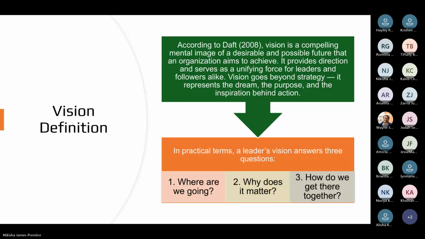Okay. So according to Daft, vision is a compelling mental image of a desirable and possible future that an organization aims to achieve. It provides direction and serves as a unifying force for leaders and followers alike. Vision goes beyond strategy. It represents the dream, the purpose, and the inspiration behind action. So, in practical terms, a leader's vision answers 3 questions. Where are we going? Why does it matter? And how do we get there together?